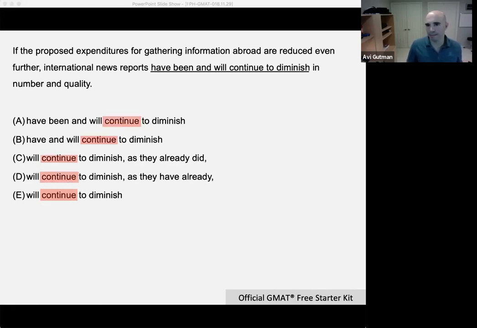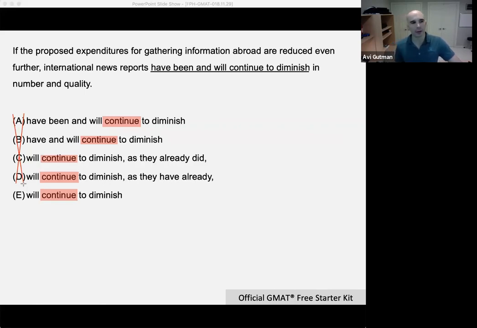Kabana, do you see that? You see why I can eliminate A, B, C, D? They're all redundant because the word continue already means that something has already been happening. So then there's no need to also say that this has already been happening. That's already implied in the word continue. You can eliminate 4 answer choices.